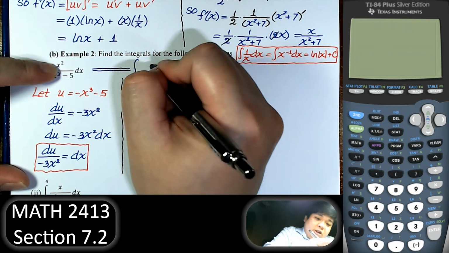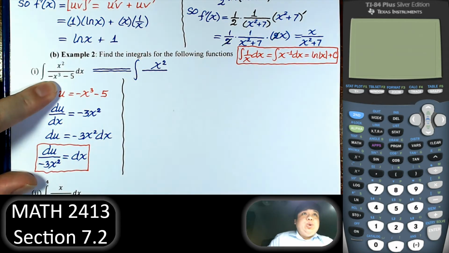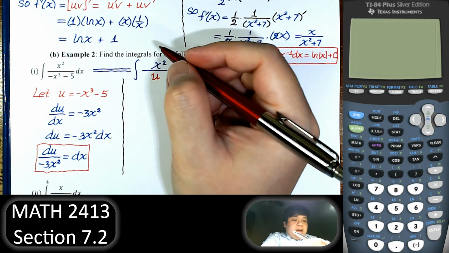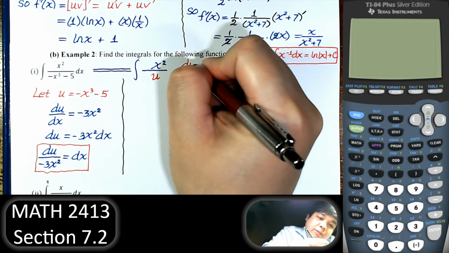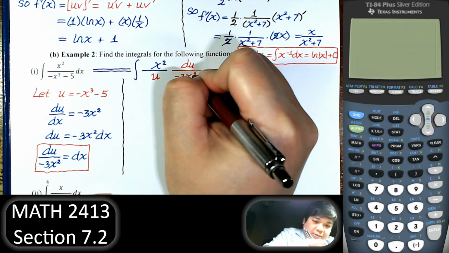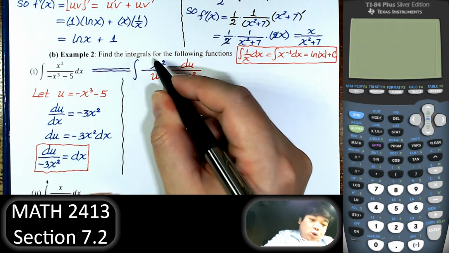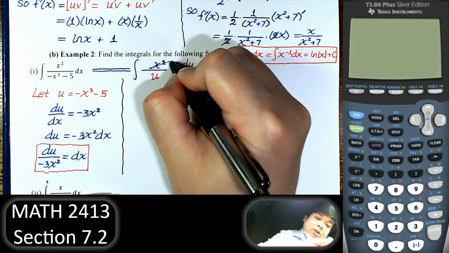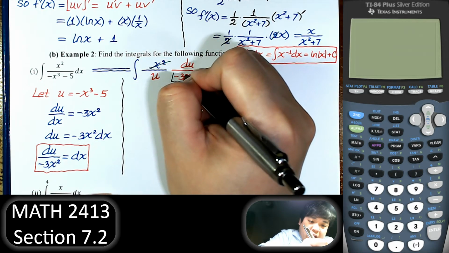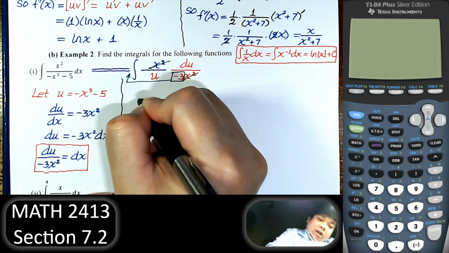We have x squared on the top, stay the same. The bottom is going to be u. And dx is du over -3x squared. As mentioned before, whatever the derivative should cancel with what's left of the problem. So x squared and x squared here cancel out. -1 over 3, -3 at the bottom. I move it outside, but it will stay at the bottom.